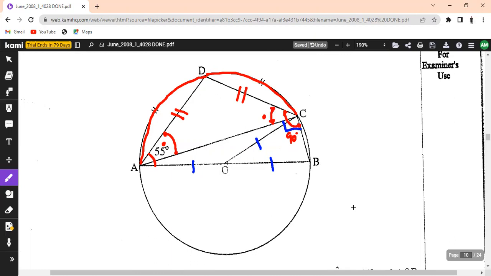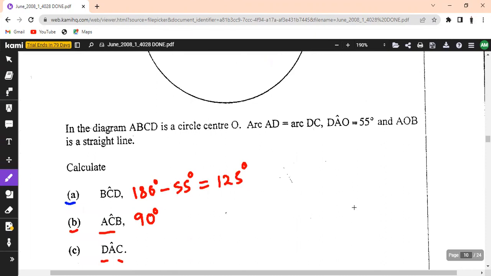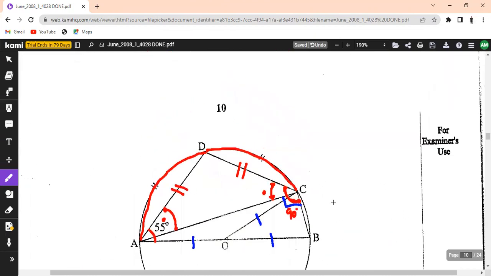Why? Because remember previously we got the whole of this angle, we got it before. We said it's 125, okay. And this angle, we said it's 90 degrees. So it is going to be 125 degrees minus 90 degrees to find the remaining angle, which is something like 35 degrees. So if this angle is 35 degrees, it also means this angle is 35 degrees.